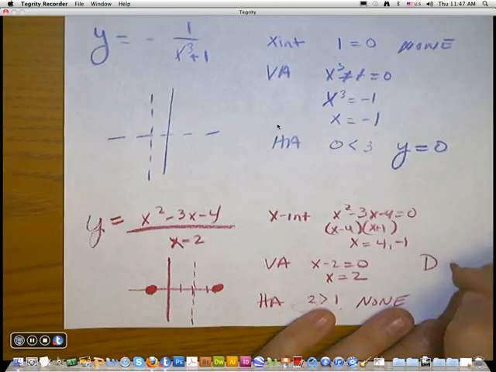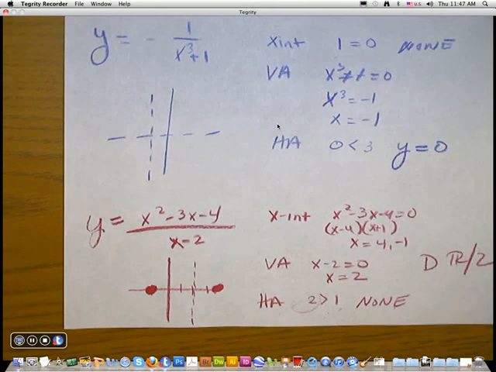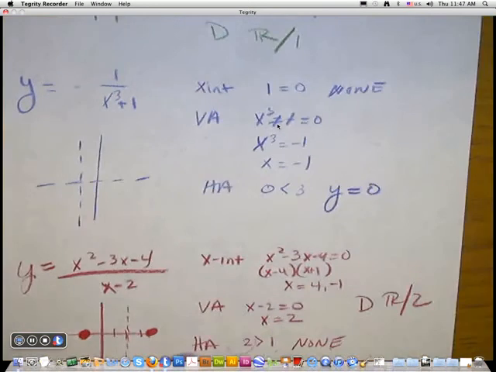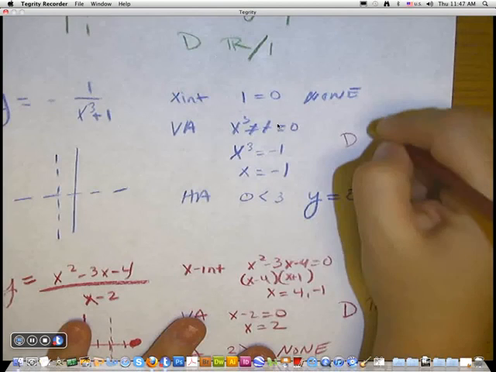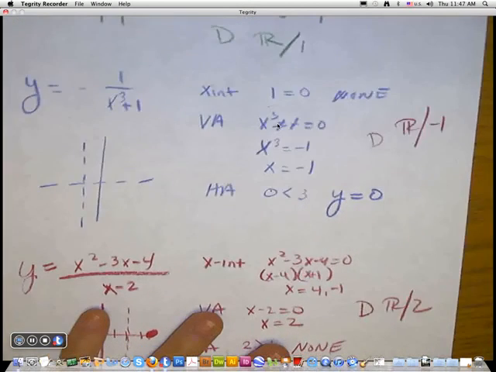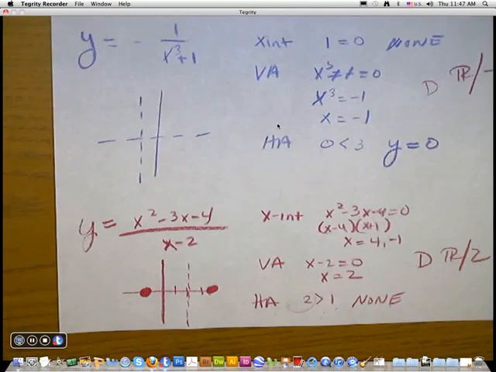The domain of this is all reals except 2. Oh, going back to the other one, the domain would be all reals except negative 1. Again, the range is something that we wouldn't really be able to find algebraically. We would have to use our calculator to do that. But you should easily be able to find the zeros, vertical asymptote, horizontal asymptote, and domain, and that will be expected of you to be able to do those by hand.